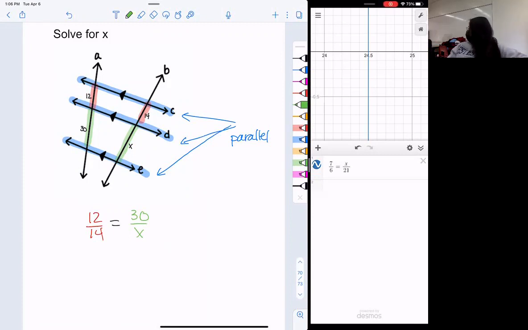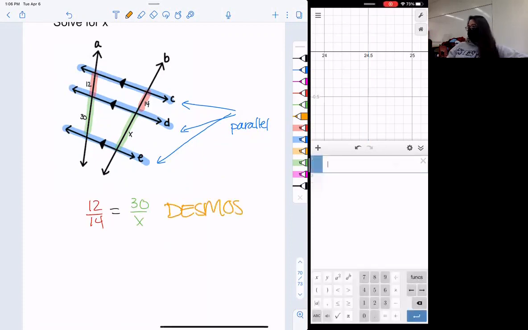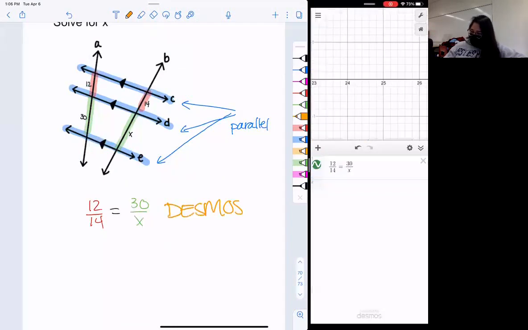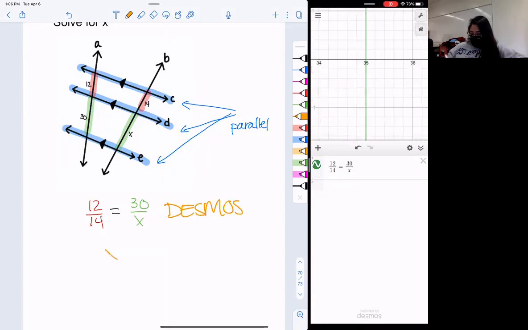Oh, the answer? Man, she's killing it over there on Desmos. She's going to be a Desmos queen. All right. Okay, I'm sorry. So Desmos, you have 12 divided by 14 equals 30 divided by x. And then we have, like Leslie said, 35. X equals 35. Good job. Good job, Edwin.